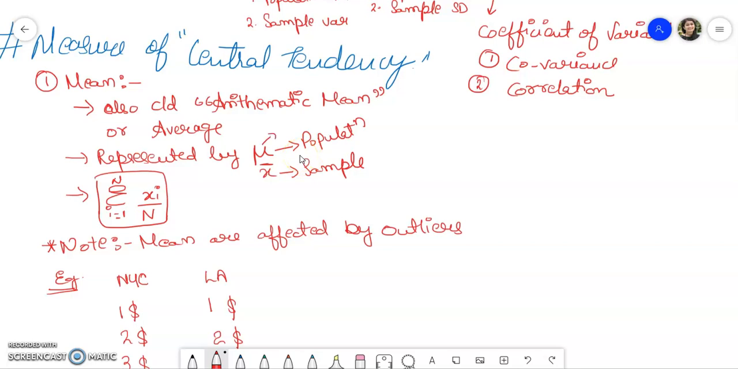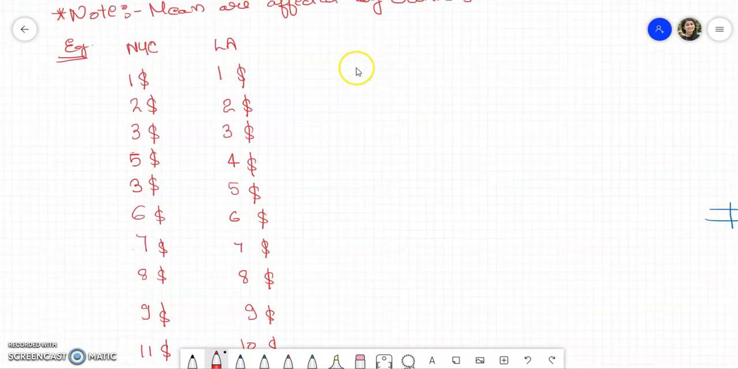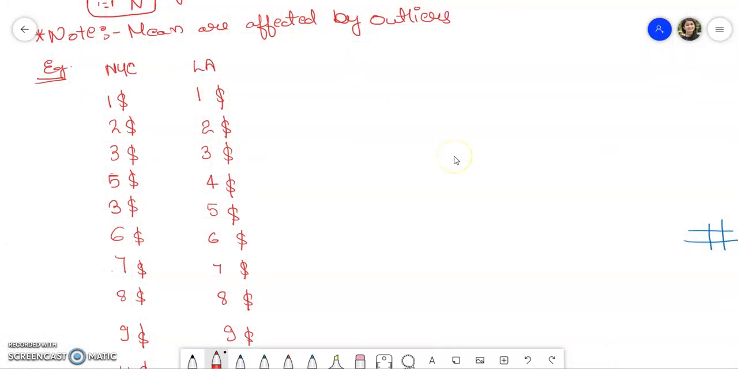For the population mean it is represented by the mu symbol, and for the sample mean it is represented by x bar. And this is the formula for calculating the mean. It's very simple. You just have to add all the data points and divide by the number of data points available. And one thing you have to note about the mean is that it is affected by outliers. For people who don't know what exactly an outlier is, I'll just quickly explain.